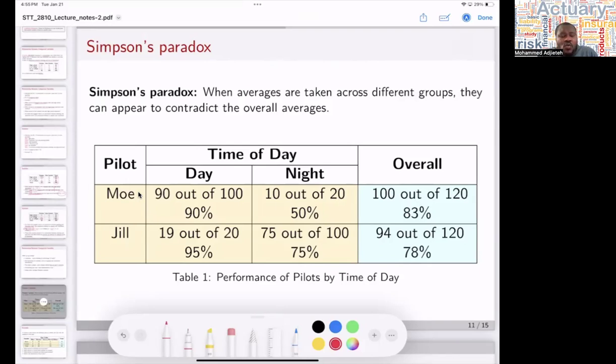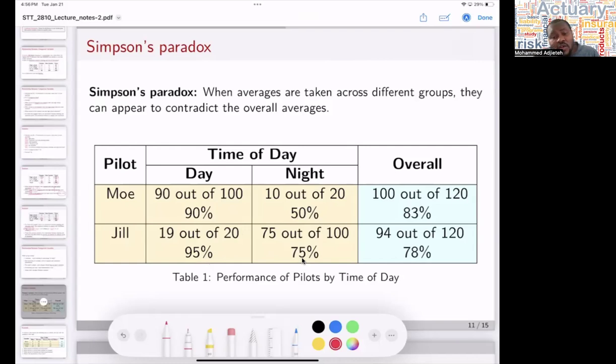Let's get to the night one too. For the nighttime, Mo has 10 out of 20, which represents 50%. And then Jill has about 75 out of 100, which represents 75%. So if we are judging based on these two columns, you might be tempted to say that Jill has a higher percentage overall, because Jill is higher in the day and also higher in the night.